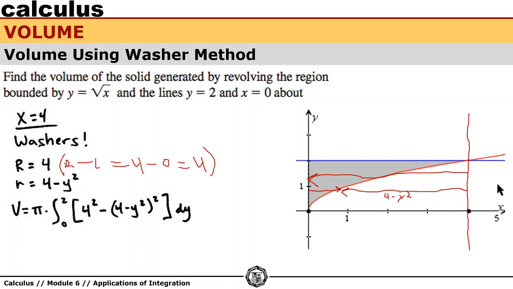Okay, and that gives you your interior or inner radius. So to get the volume, it's pi times the integral from 0 to 2 of the outer radius squared minus the inner radius squared. And that is how you would compute that value. All right.